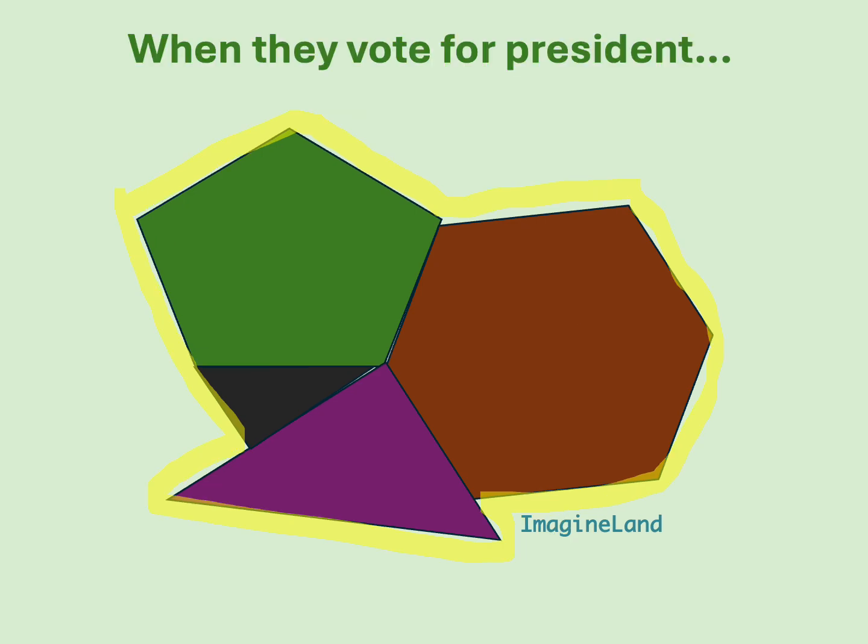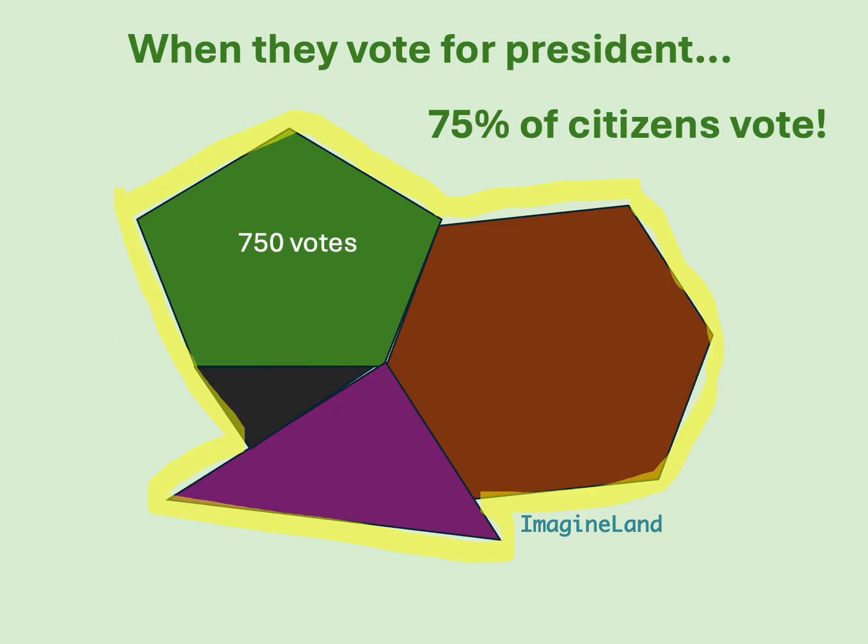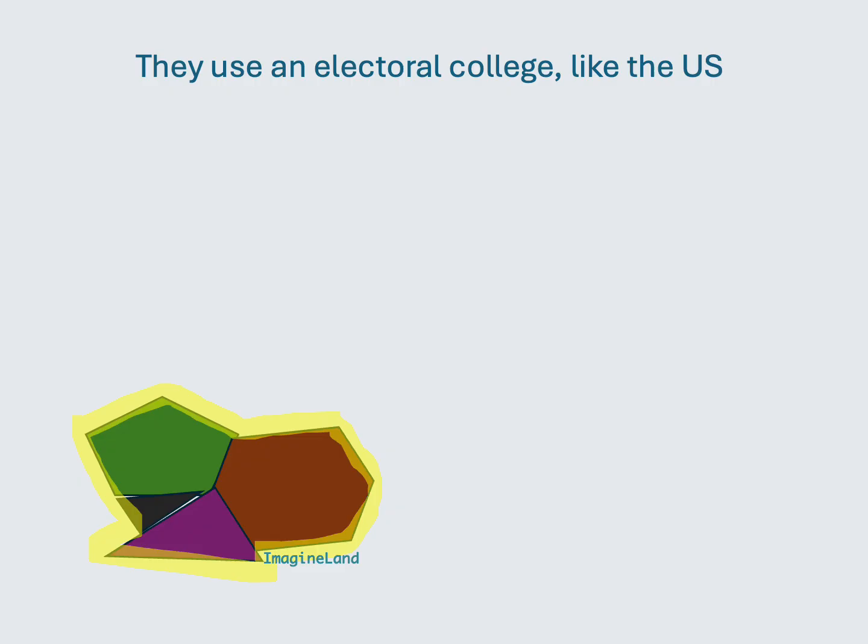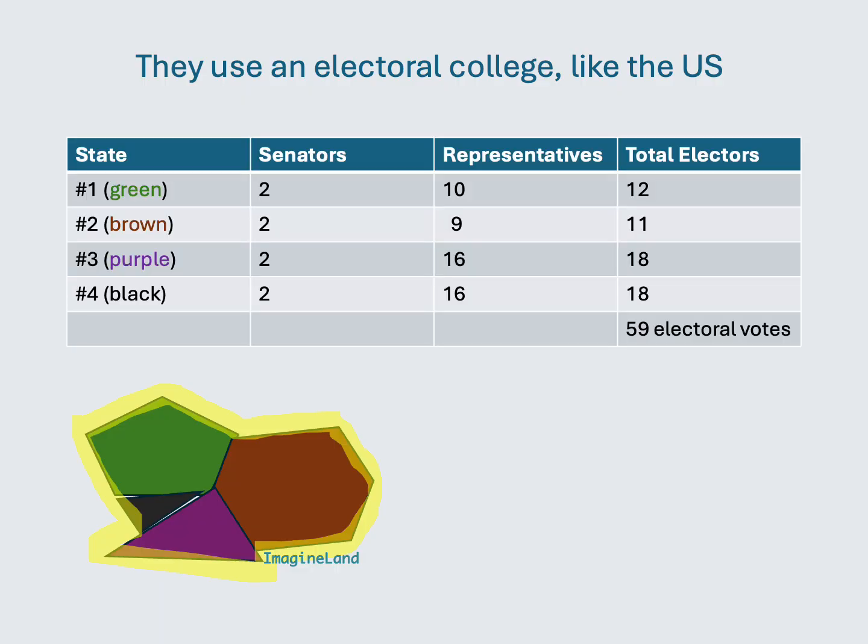And here's the amazing news. When they vote for president, 75% of the citizens vote. So it pretty much goes like this. About 750 votes in the green state, about 675 in the brown state, 1,200 in the purple state, and even in that little black state, 1,200 votes. But remember, they use an electoral college just like the United States, so they have to have electors.